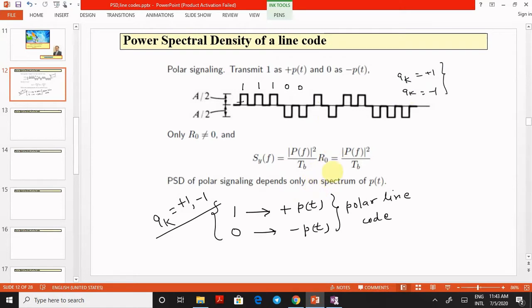Now if you want to see the power spectral density of such a line code, then this is the derived result. The power spectral density can be defined as S_y(f) is equal to |P(f)|^2 upon T_b into R_0, and if R_0 is equal to 1, then this relationship can be modified to |P(f)|^2 upon T_b, right? So now we want to derive this power spectral density. We should know how we are getting this result.